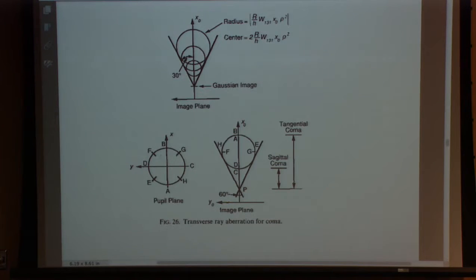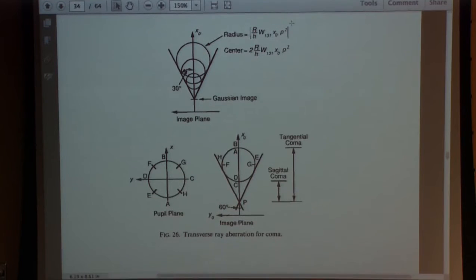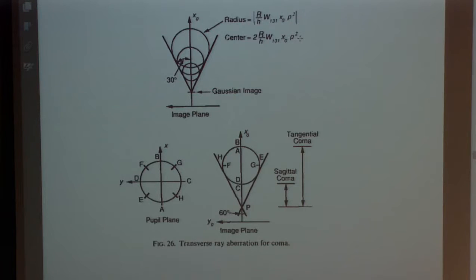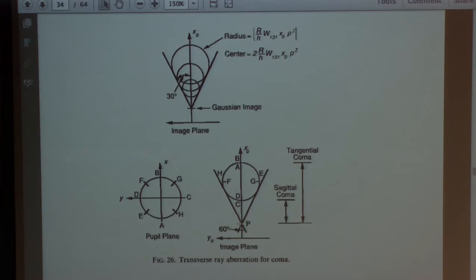And I said the radius of this in the image depends upon where I am in the pupil, but the radius goes as r over h, W131 x naught, so linear with the field, and rho squared. And the center of this is twice that away. So this is my radius, the center is twice that away. And so if I just use a little geometry here, this light, geometrically anyway, is contained within a 60-degree angle. Okay.